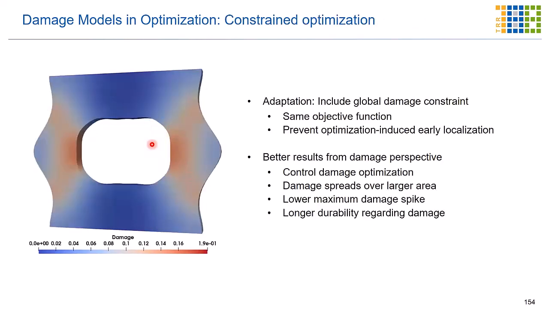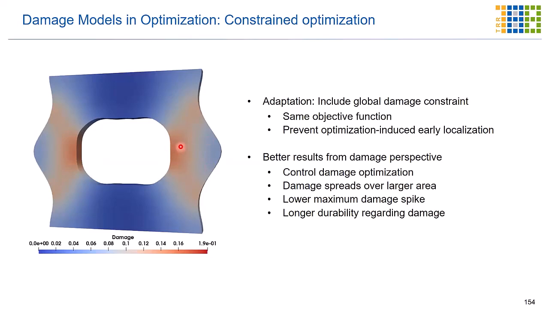So another approach you can use is to include a global damage constraint, the same objective function, but we want to prevent optimization-induced early localization. This means we use another shape here, pulling on top and bottom, but one that controls damage optimization in the sense that damage is spread over a larger area. So it's not localized to a small area anymore. That may be more risky for your application, but we want to control the damage optimization in the sense that we have a lower maximum damage spike here. And then we also have a longer durability regarding the damage.